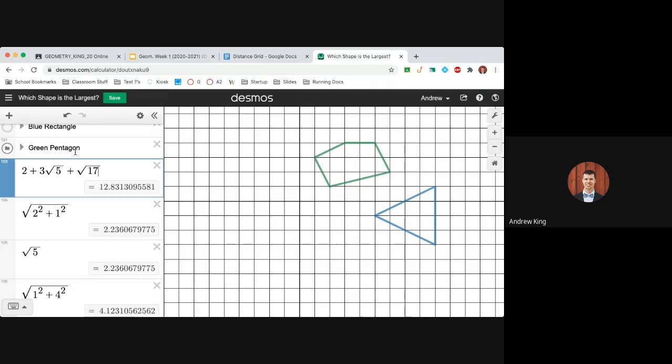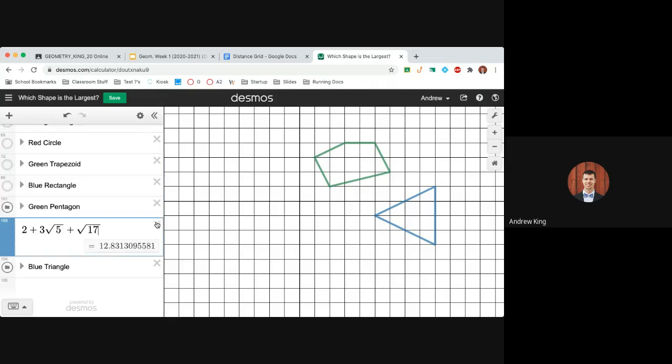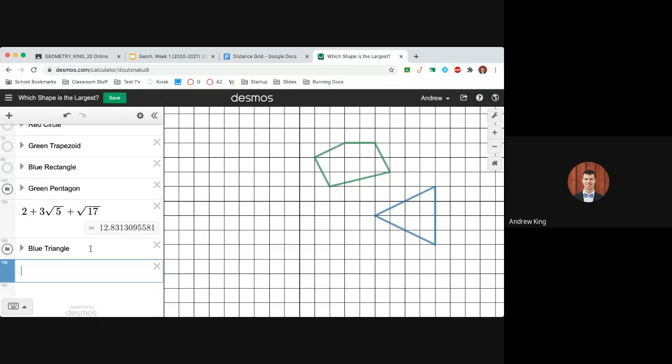Probably this blue triangle will have a similar perimeter. So let's take a look. Get rid of this work here. And for the blue triangle, do I have any easy sides to measure? Yes, I do. The one on the right that goes up and down, that is 4 boxes. No Pythagorean theorem necessary.